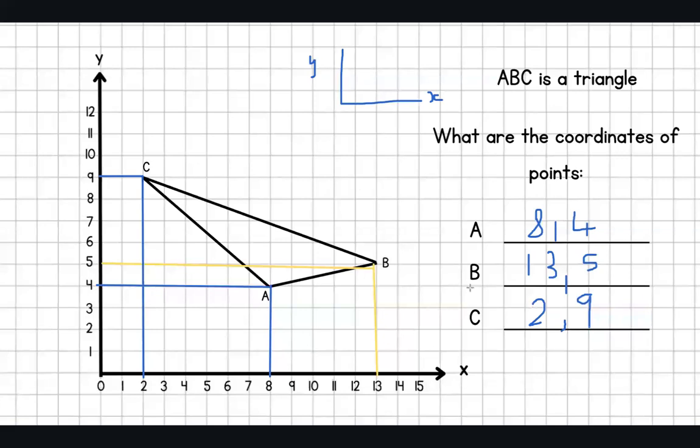So let's just double check. Going along, this is X. Okay, and this is Y. And again, remember the X, sometimes you can write it like this because we're going to get it mixed up with multiplication. So let's double check. We've got 8, 4, 8, 4, excellent. 13, 5, go along 13, up 5. And then for C, 2, 9.